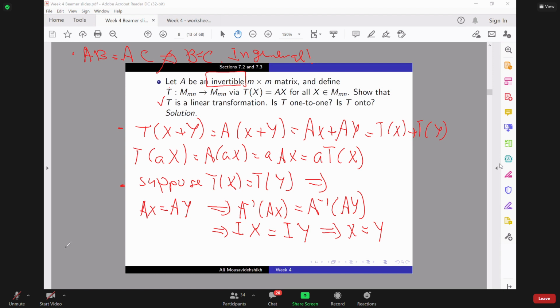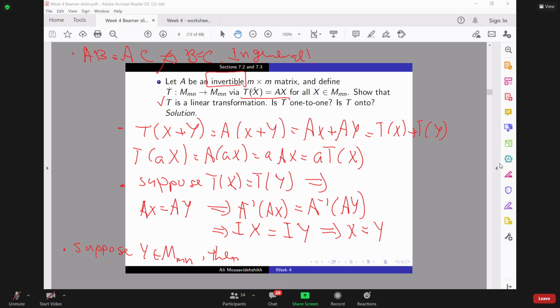Now, for onto, what do we do? For onto, you pick something in the codomain. Suppose Y is in my codomain, and the domain and codomain are the same here. I need to come up with an input that goes to Y. What input do you think I'm going to pick? What input can you put for X that when you apply T to it, you get Y back?